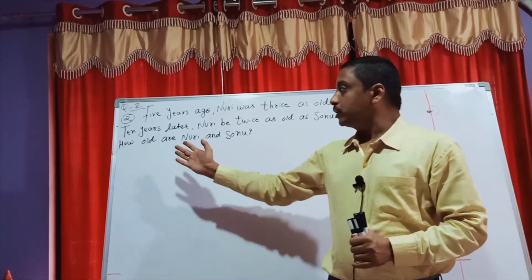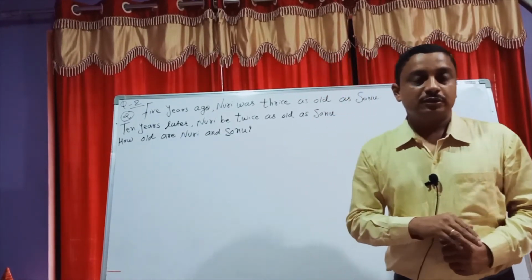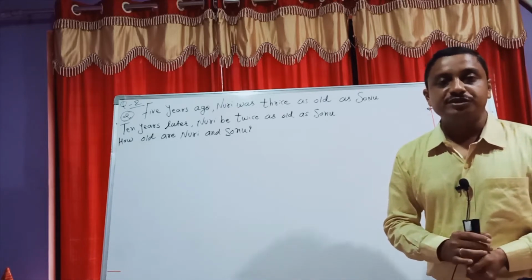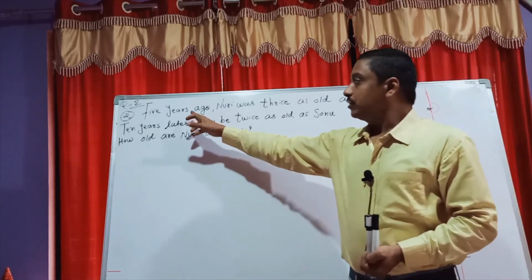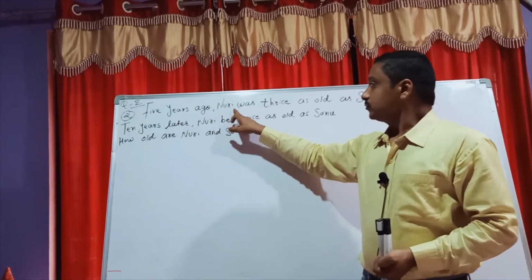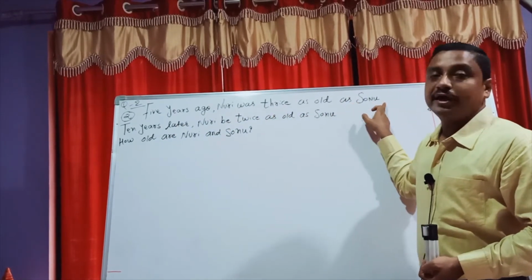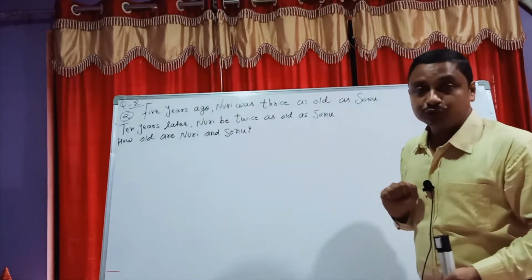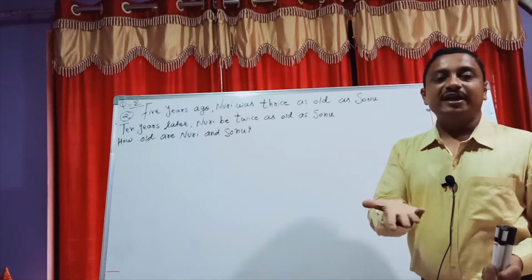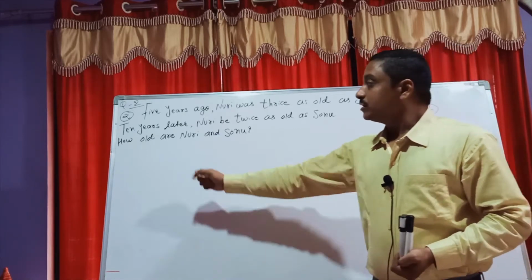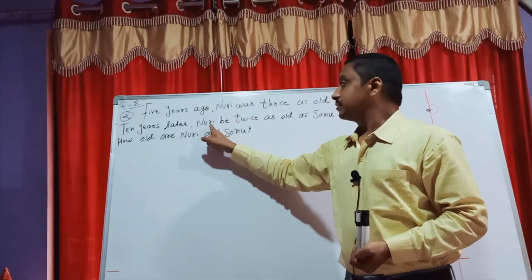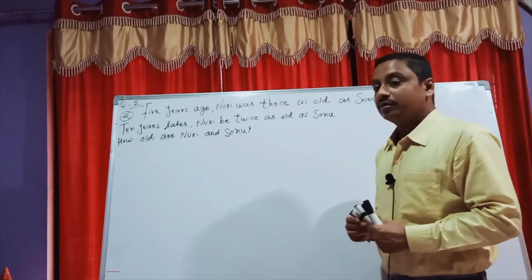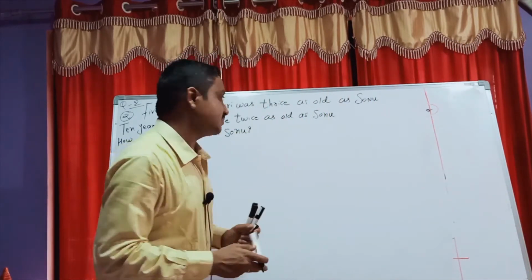Now I go to question number 2, the second one. It's also one of the word problems related to the elimination method, students. See the question. 5 years ago, Nuri was thrice as old as Sonu. Means there are two persons, Nuri and Sonu. So present days I am taking x and y respectively. 10 years later, Nuri will be twice as old as Sonu, and find out both of their present ages.